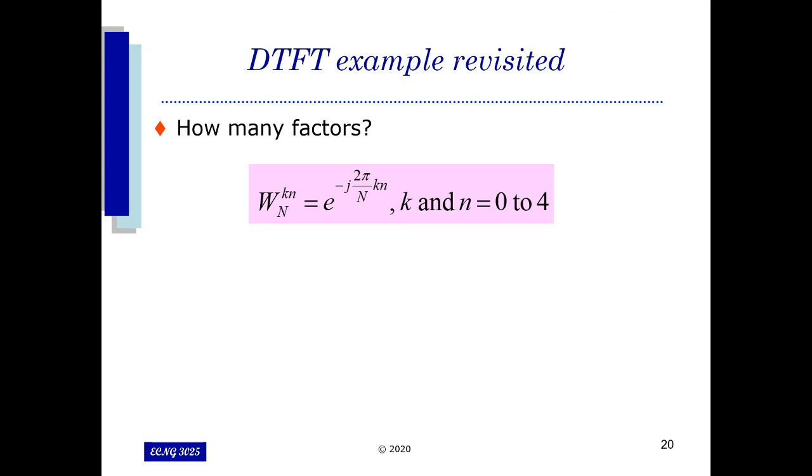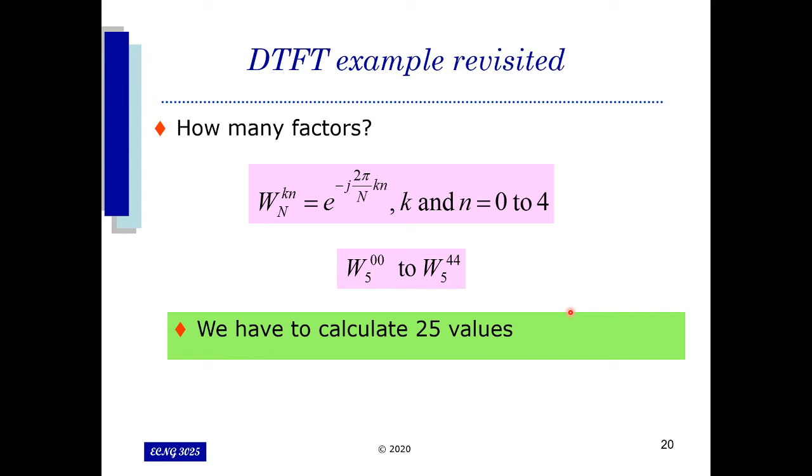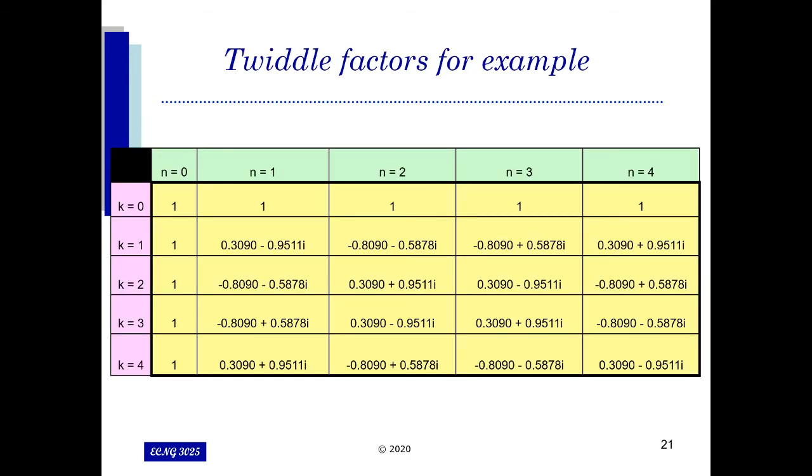And that means that we're observing this with respect to k and n going from 0 to 4. So that means we're going to have to go from W5^0 to W5^4,4. And when you actually sum that up, that means we have to calculate 25 twiddle factor values. And in calculating these 25 twiddle factor values, it tends to get quite tedious.